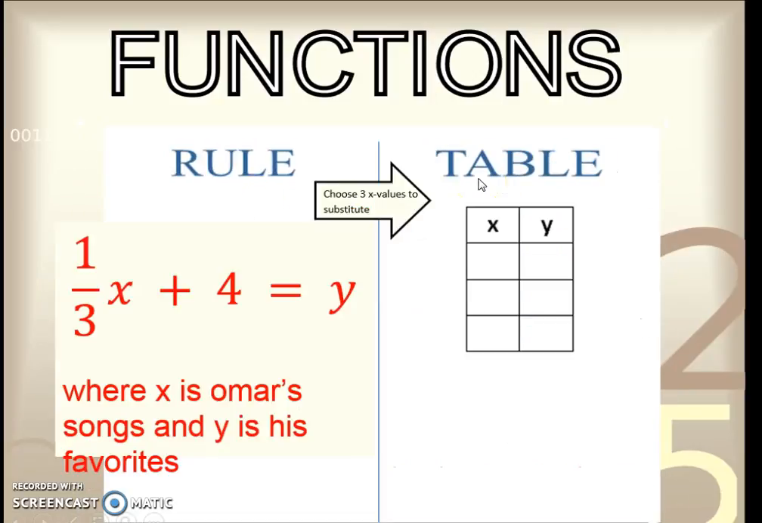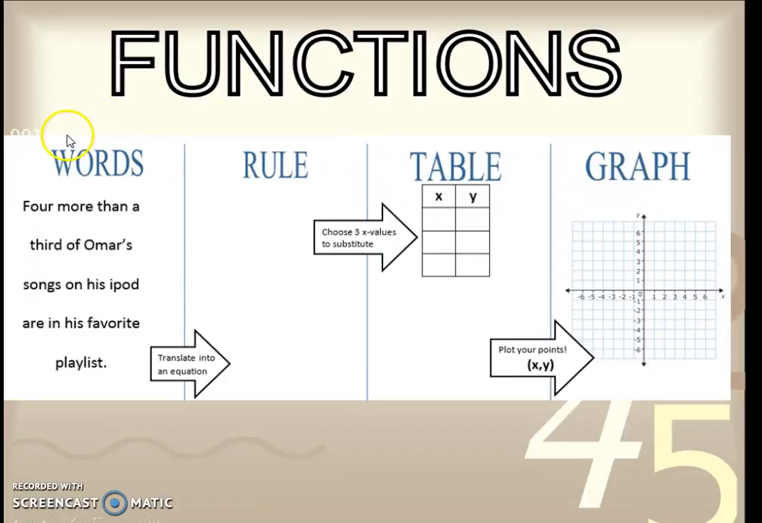Now, if we go back to our foldable, sometimes you'll only be given the rule, which means that you will then have to go from the rule to the table to the graph. Now, if you're just given the words, you can't skip all the way to graph. You can't skip steps in between. It makes it very complicated on you. So, once again, if you are given the words, you would have to translate into a rule. Then you would have to create your table. Then you make your graph.